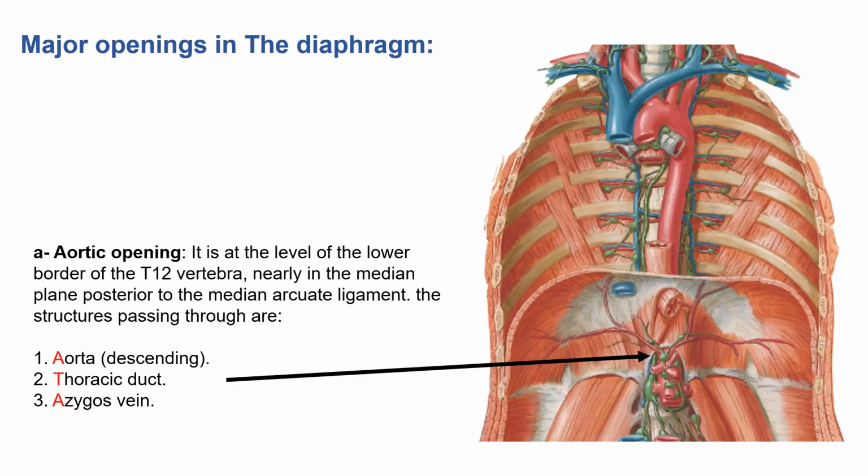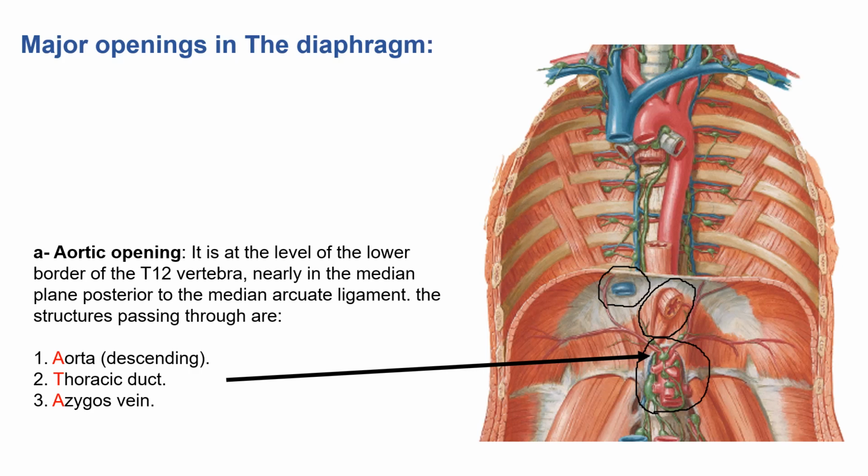We have three major openings passing in the diaphragm. The first opening is the caval opening. It lies at T8 vertebrae. Second one is the esophageal opening at T10 vertebrae. The third one, at T12 vertebrae, is the aortic opening. So we have caval, esophageal, aortic: 8, 10, 12 vertebrae levels.